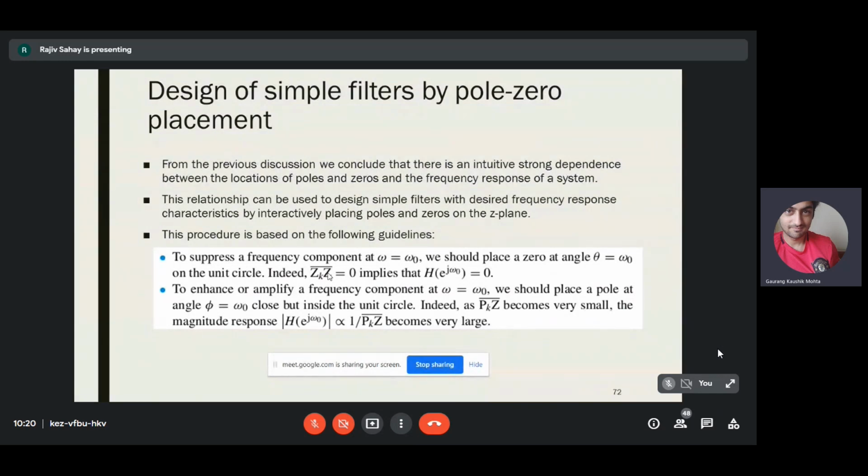If you want to enhance or amplify a frequency component at omega equal to omega naught, you should place a pole there. But you can't place the pole on the unit circle, so you have to place it inside the unit circle but close to it. Then the length of the vector pk to z becomes very small, and the magnitude of the frequency response, which is inversely proportional to the length of the vector pk to z, becomes very large. We had looked at all these ideas before the Dashara holidays, and today I'm just trying to summarize.